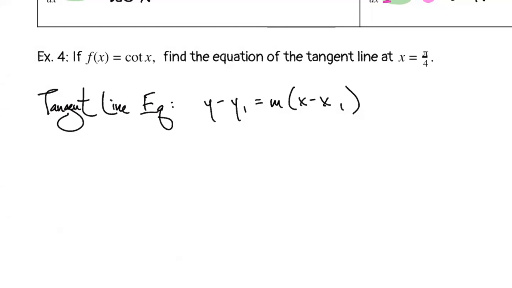So we are gonna need an X1, we are gonna need a Y1, and we are gonna need an M, okay? Now, we already have one of those numbers. Which one do we have? Excellent, yeah, we have that, exactly. So right here, right off the bat, we've got X1 is pi over 4, because they told us that's the point we're interested in, okay?